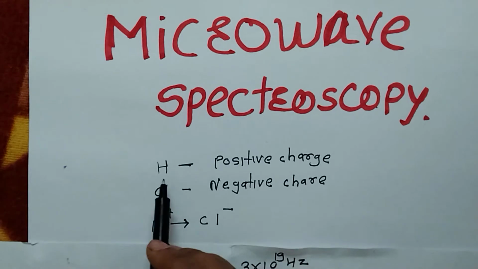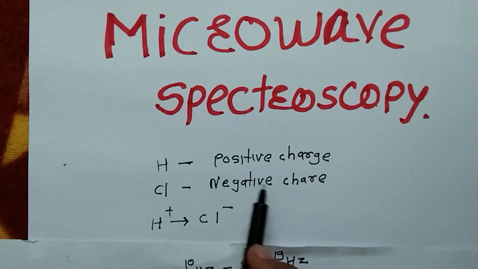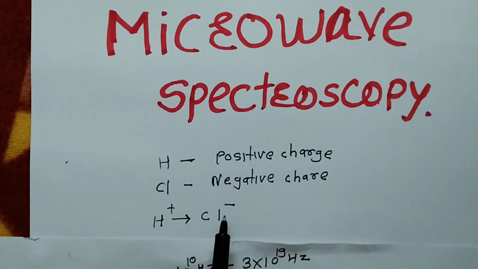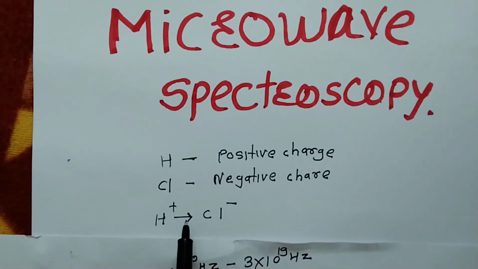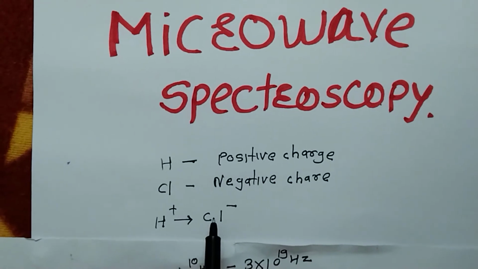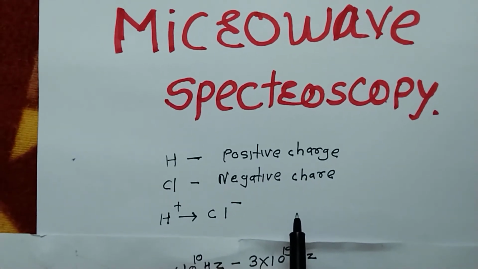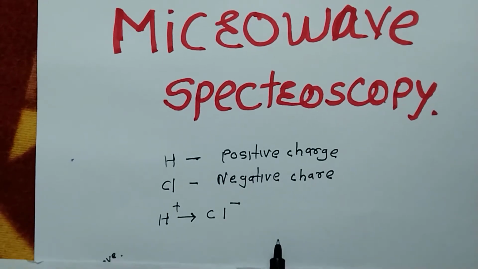It is also called a microwave active molecule. Let us see: H has a positive charge, Cl has a negative charge, and current flows from H to Cl. It is called a polar molecule. It has a dipole moment and is a microwave active molecule.